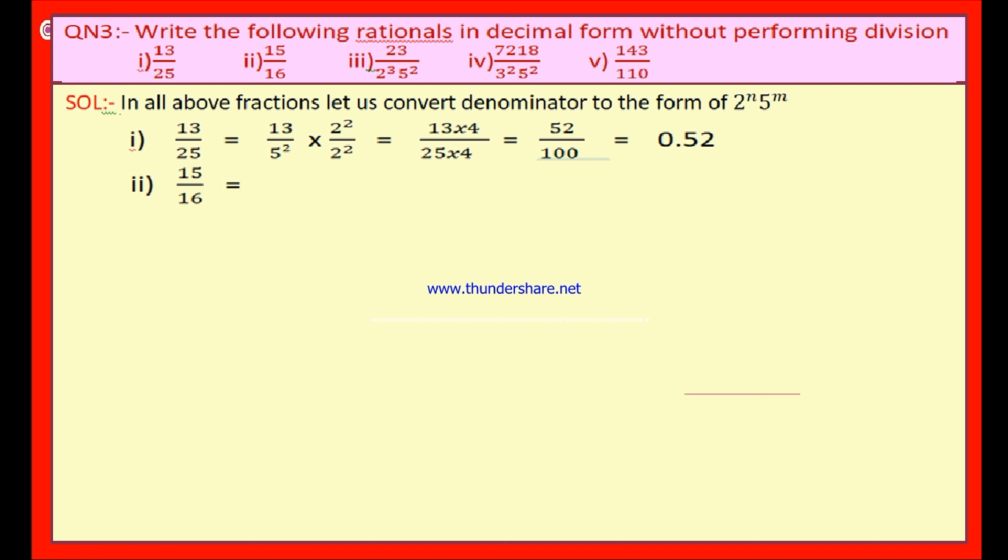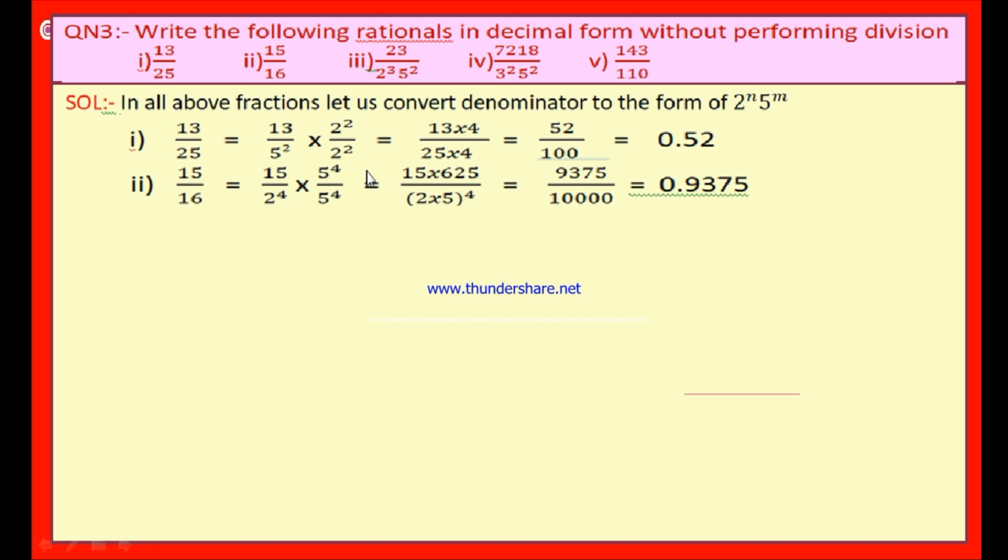And the second bit, 15 by 16. Now 16 can be written as 2 power 4. Since 16 is 2 power 4, let us multiply both numerator and denominator with 5 power 4, so that you will get 2 power 4 and 5 power 4 at the denominator.